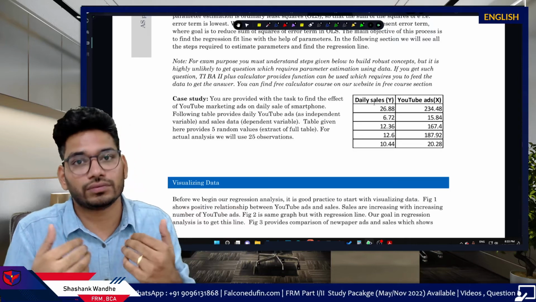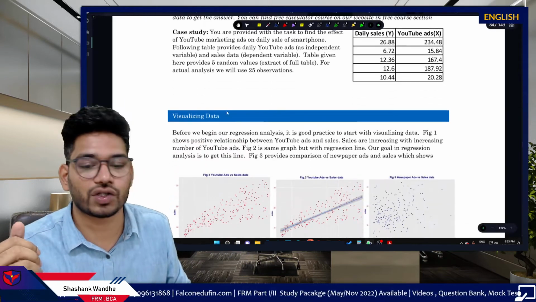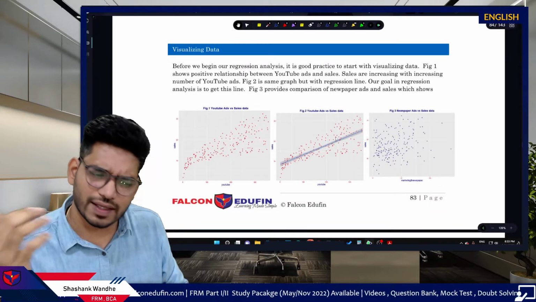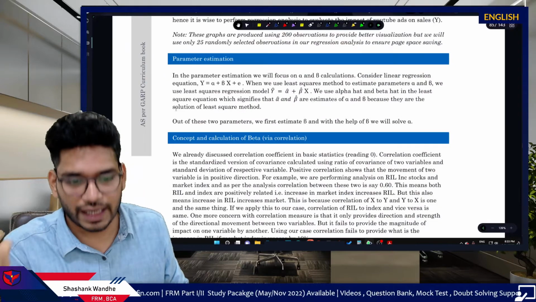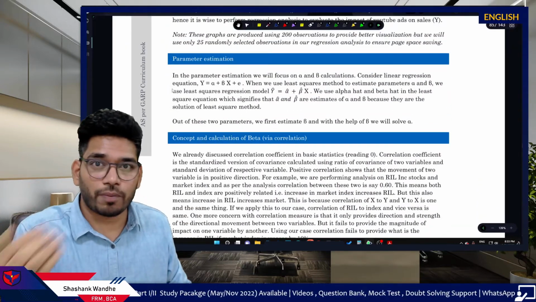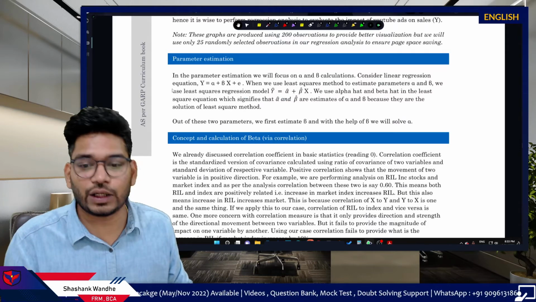So we want to understand what is the impact of YouTube ads on our sales. This is the basic illustration we are using for the understanding and visualization of the data. This is for your understanding, not from the exam perspective, not important for exam. But whenever I say not important for exam, that doesn't mean you should not study it. You should study it equally, okay?